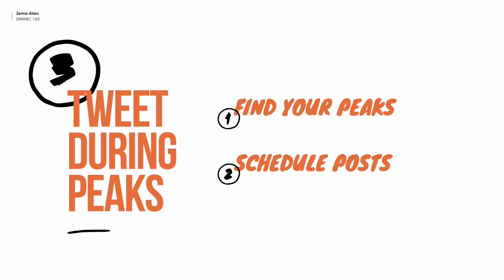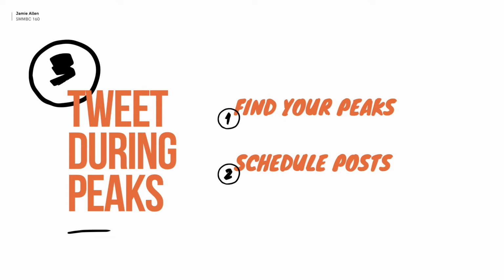Tip number 3, tweet during peaks. Whether it's organic or paid content, you want your tweets to reach your audience when they are on the platform. There are certain days and times when people are on Twitter more than others. This is different for different audiences. Some studies have identified posting between 12 and 3 p.m. Monday through Friday is effective.